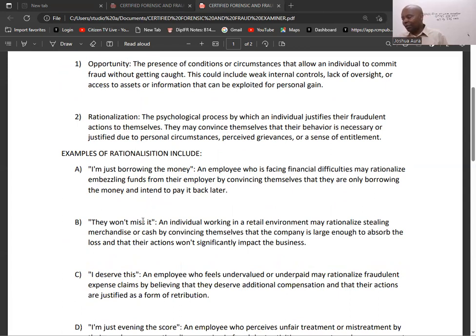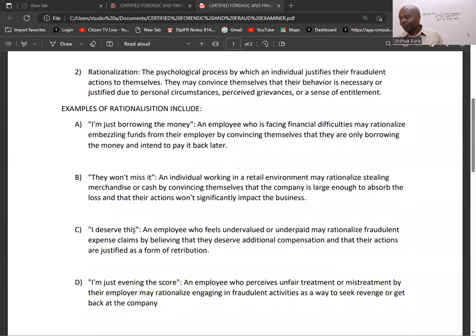An employee who is facing financial difficulties may rationalize embezzling funds from the employer by convincing themselves that they are only borrowing the money and they intend to pay it back later. That they won't miss it. This is a very good example of rationalization. An individual working in a retail environment may rationalize stealing merchandise or cash by convincing themselves that the company is large enough to absorb the loss and that their actions won't significantly impact the business.